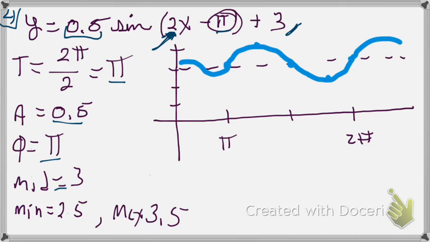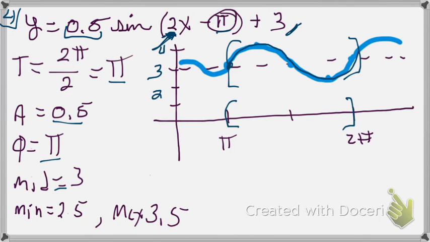The maximum is 3.5. Well, if I put 3 here, 2 there, 4 up there, and I start my wave right here, it goes up and down in a matter of pi units. That's our one period. Okay, so that's what the graph should look like.